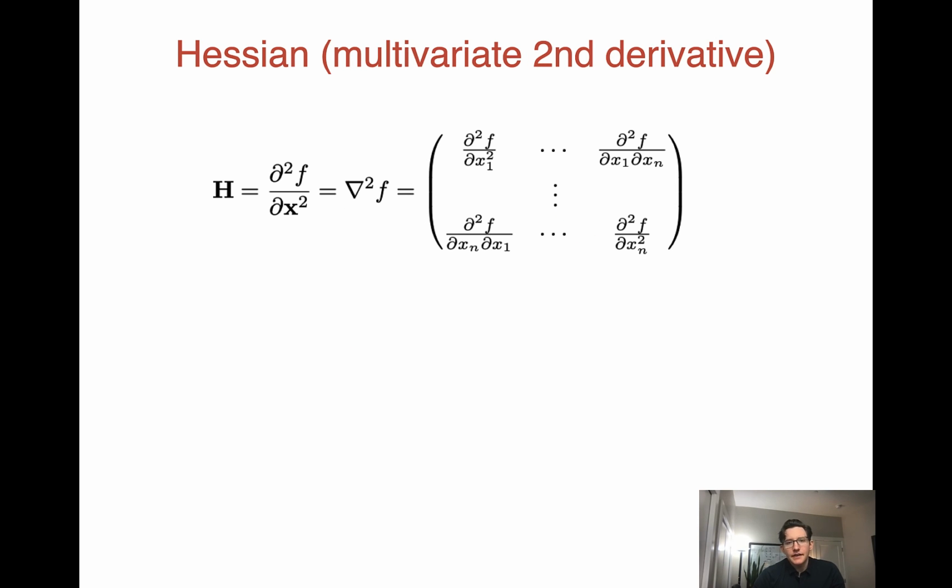What about the second derivative of a multivariate function? We're not going to use this too often, but we are going to see it a couple times. The second derivative is written like this: nabla squared of f of x, also like this, d squared f over dx squared. This is called the Hessian, after a mathematician, I believe. And the second derivative is a matrix. It's the following matrix.